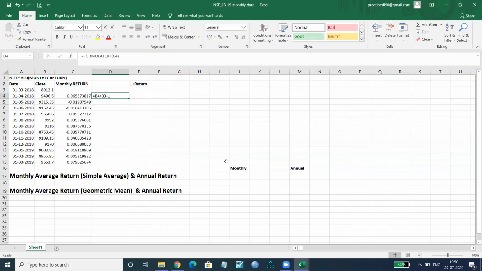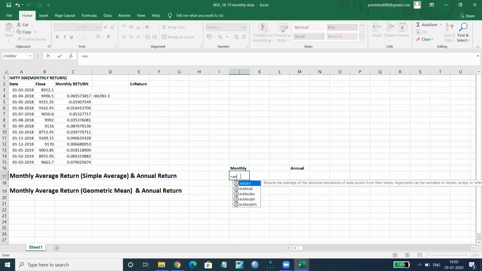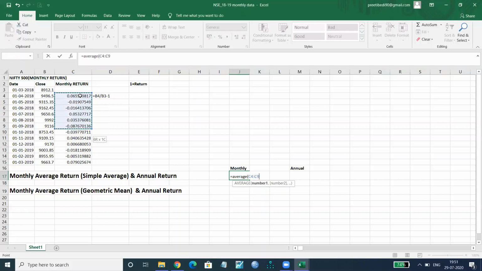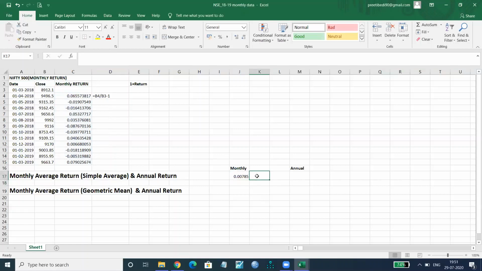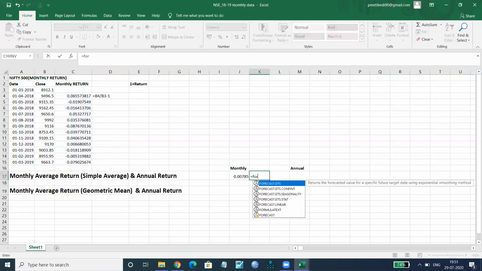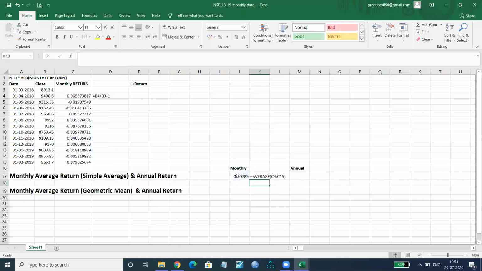Now if I wish to calculate the average monthly return, I will use the average formula. I will take the average of all these values, and you will see that there are 12 values. On an average, what is my monthly return? It is this. And again, for your reference, I will write down the formula here, which I have used. So this is the formula which I have used for calculating the average monthly return.